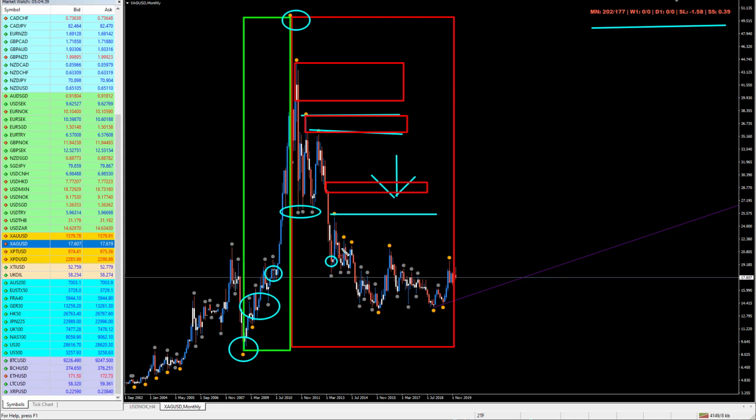There's nothing in here because this has been tested by this one, and so all of these seem to have been kind of washed out. This one has been tested, this one was tested by this one, this one was tested by that one, this one tested by this one, and so there's nothing to do in here until price moves higher.